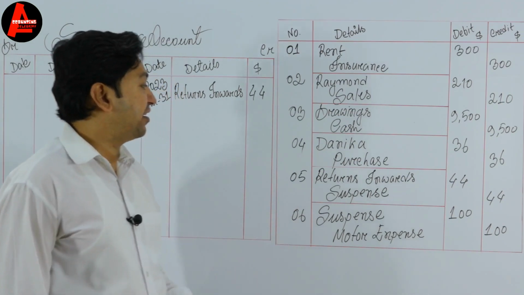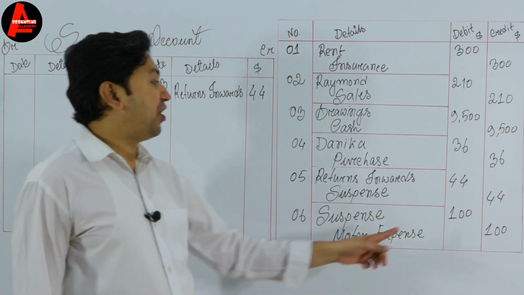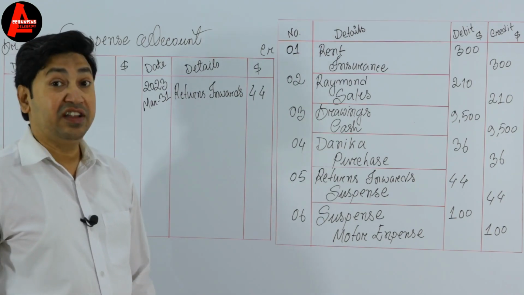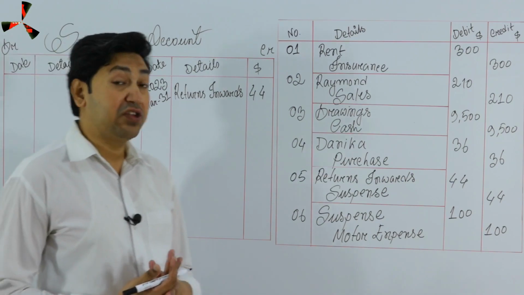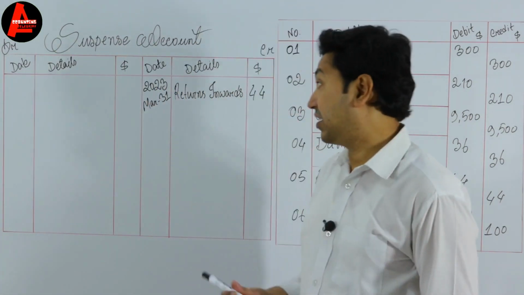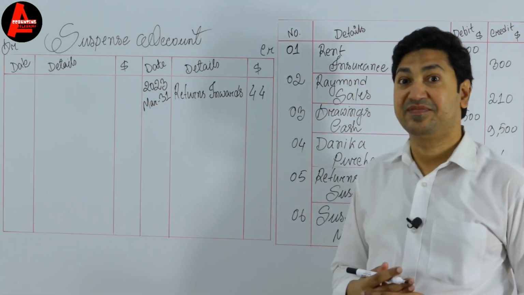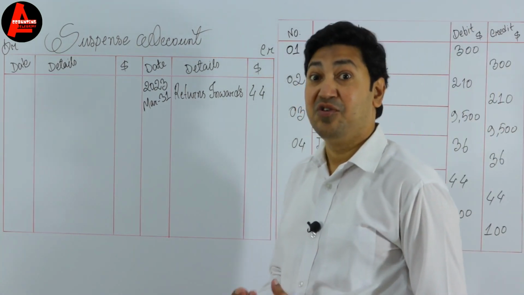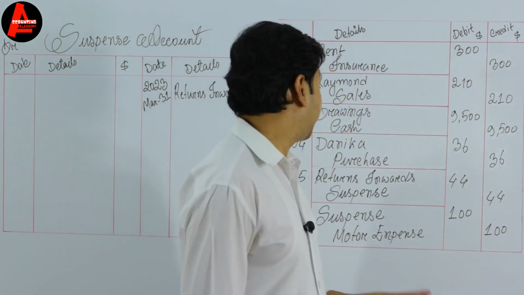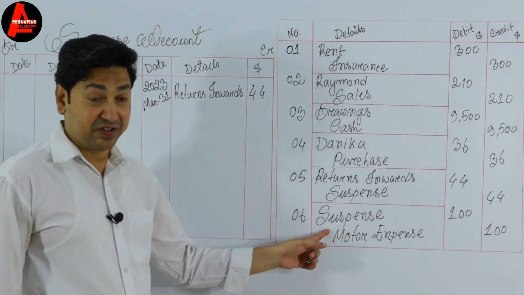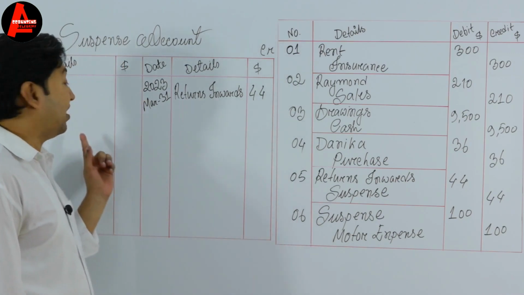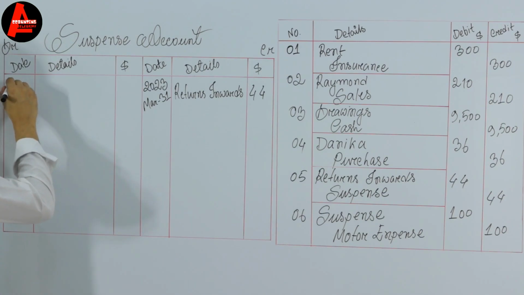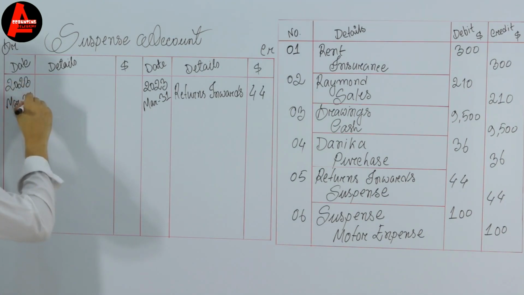Then number 6 here, suspense account to be debited $100 and motor expenses to be credited $100. Now you tell me where to include, debit side or credit side. Well, if you say it is the debit side, you are absolutely correct. Why debit side? Because here the suspense account is debited. So we will come to the debit side. So let us write the date first, 2023 March 31st.